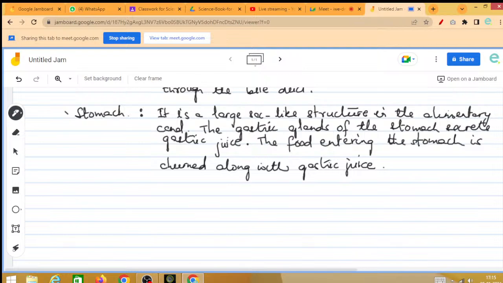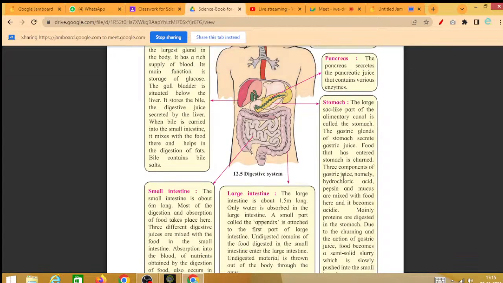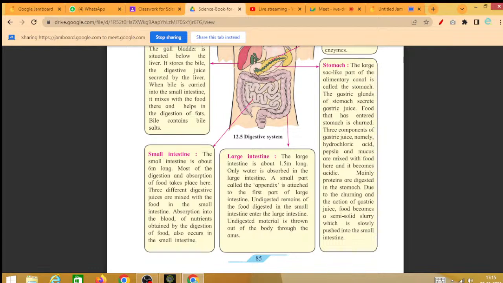What will happen? These gastric juices break the food and help in digesting it. And ma'am, the food becomes acidic. Then how is the acid removed? Read this. Miss, when the churned food is mixed with the gastric juice, it becomes acidic.